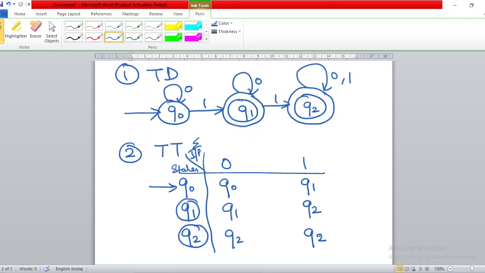Alright, so this completes my today's lecture on the difference between finite automata, DFA and NFA, and their representation. So see you in the next class with some good examples on how to make transition diagram and transition table.